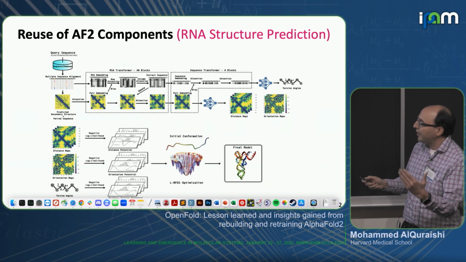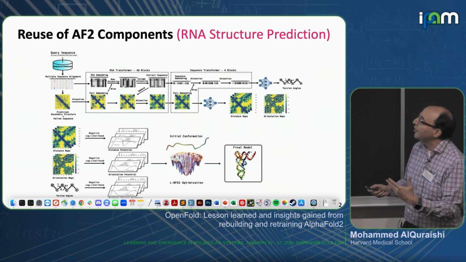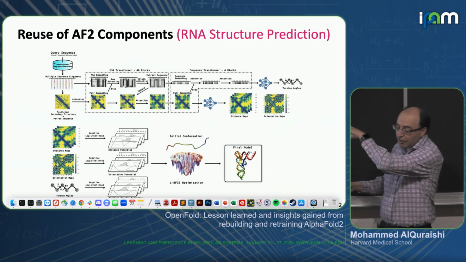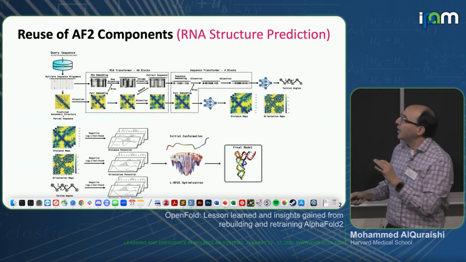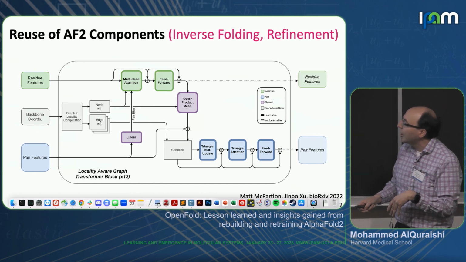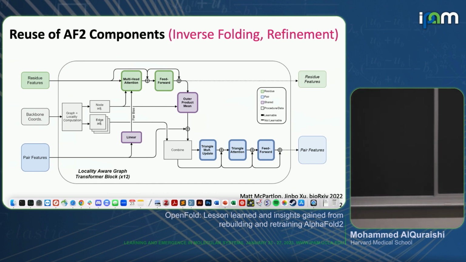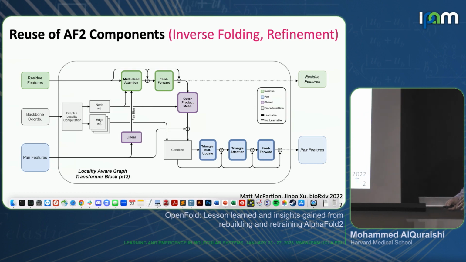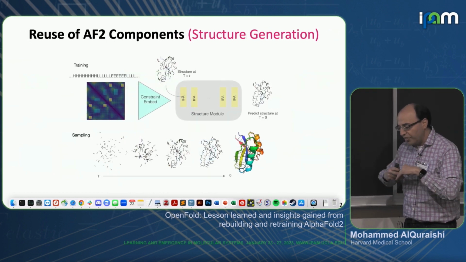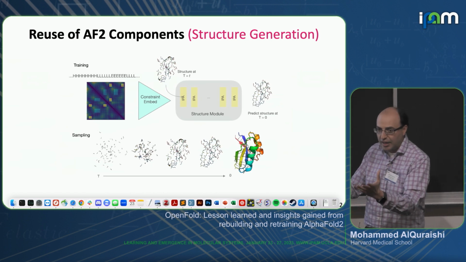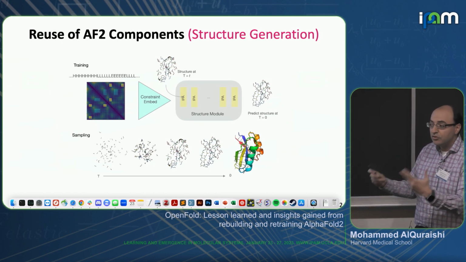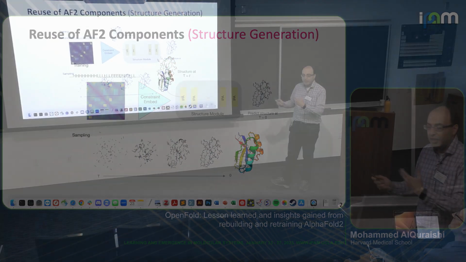And if you look at the literature in this space since then, there have been many applications, for example, in RNA structure prediction, where people have reused AlphaFold2 components for this purpose, right? Similarly, for inverse folding or refinement of structure, you see some of these triangular attention pieces again being used for protein design and so on. So we thought that democratizing this, modularizing this, would be useful to allow people to build and mix and match those components to derive new architectures. And I think we're seeing that over and over again.